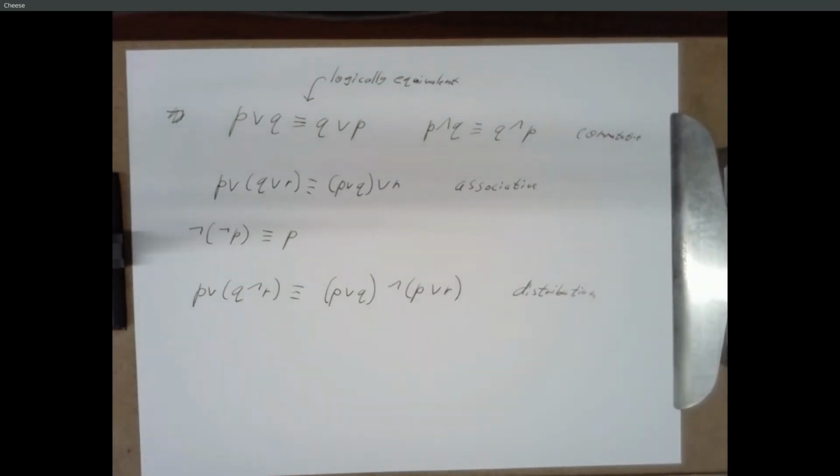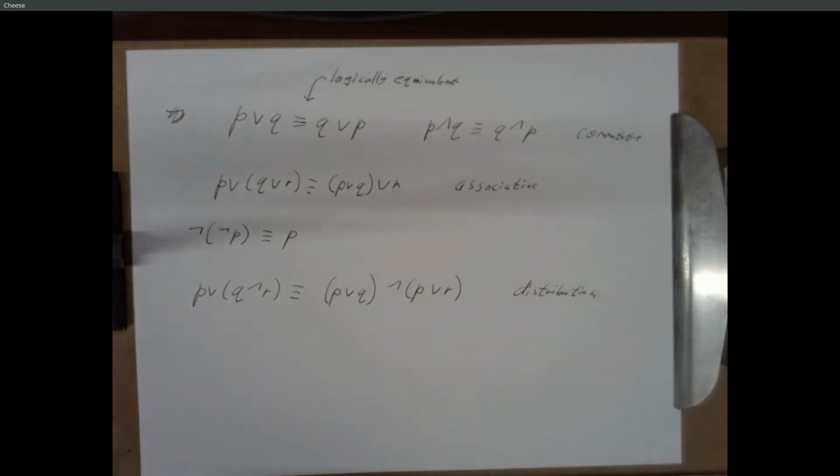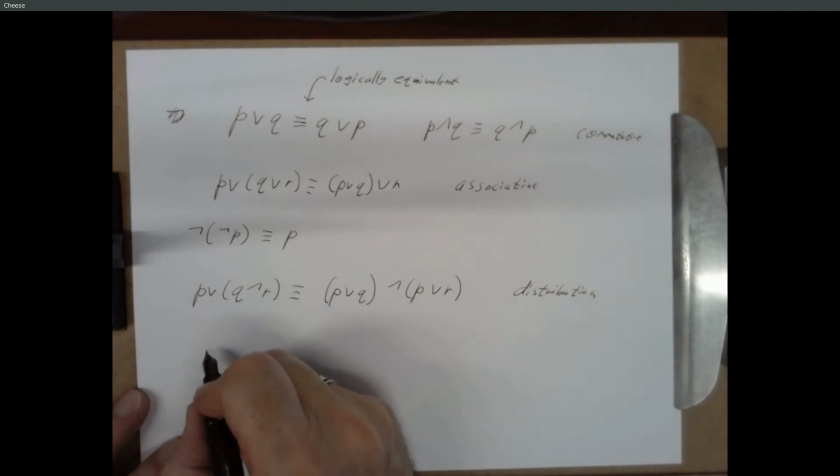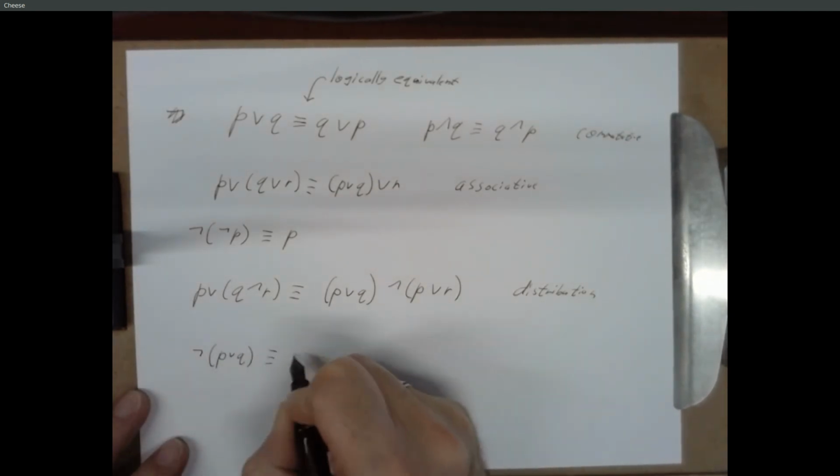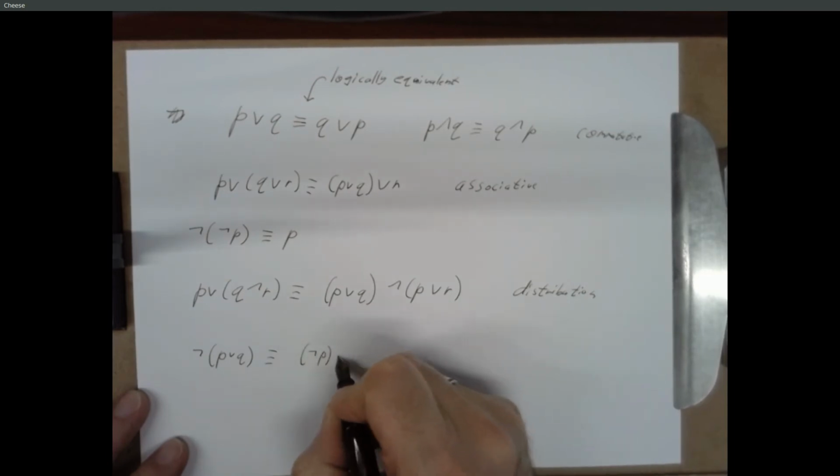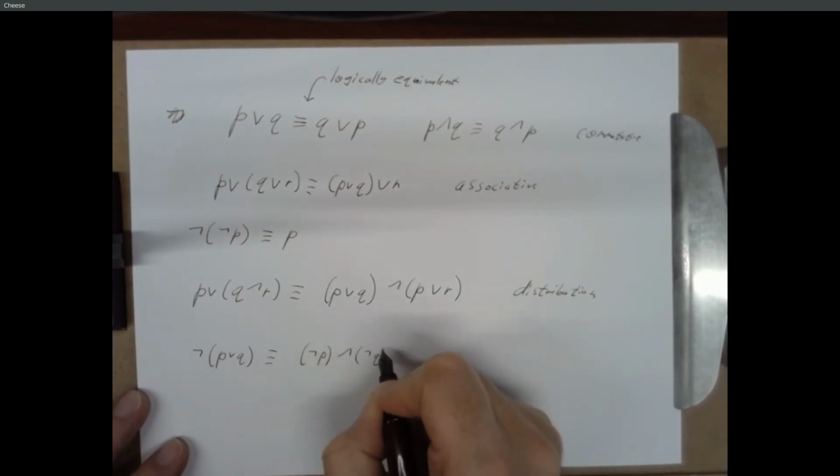There's a distributive property. P ORed with the quantity Q and R is the same as P or Q ANDed with P or R. And we'll go through these in more detail later, and I'll actually give you a handout that has all of these things on here, but just giving you a flavor. What is this one?